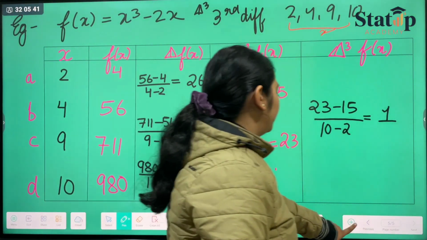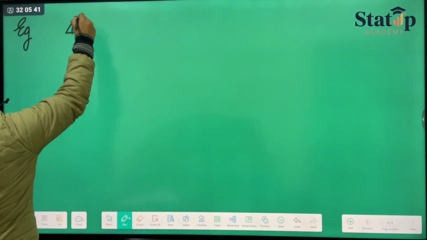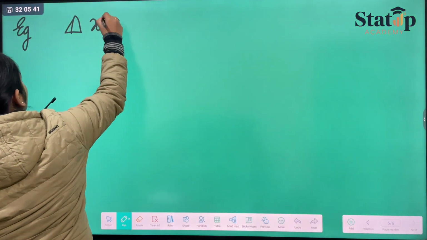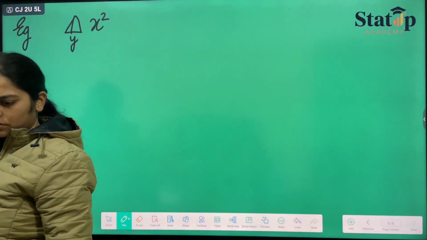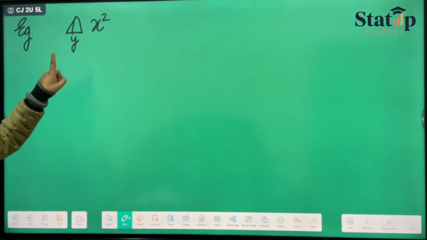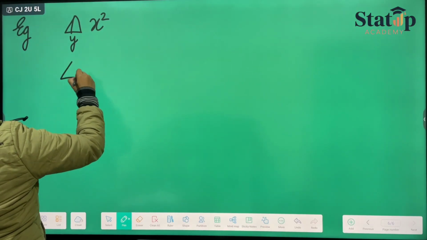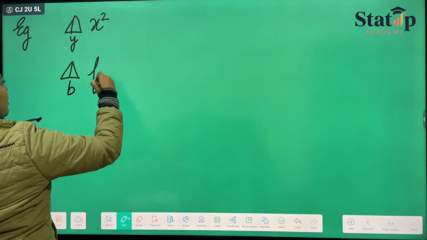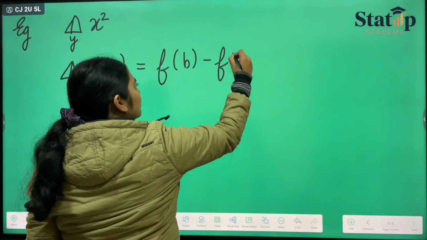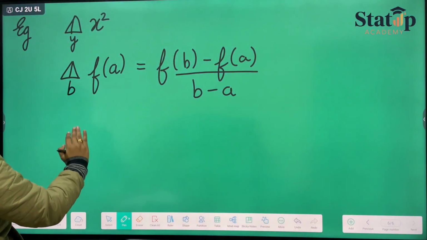Now let us take one more question. The example says that we have to find delta of x square y. Okay, delta of x square y. We have been given only one variable, which is y. So that means we have to subtract f. We know that delta b of f a is equal to f b minus f a upon b minus a, right? So here it is just replacing the values.